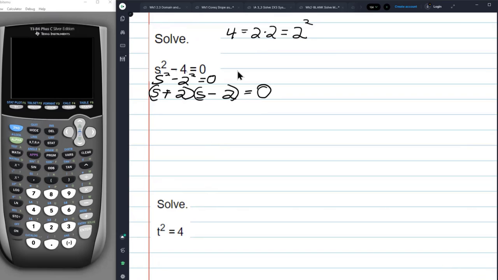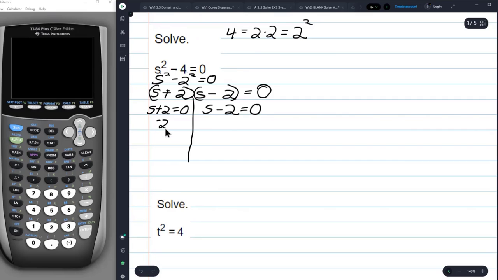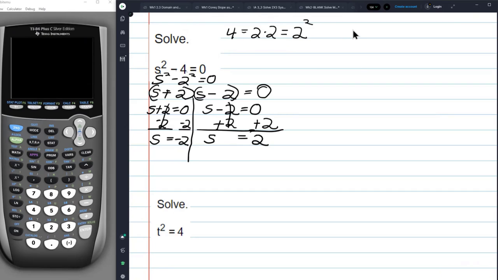This is a factor now, and this is a factor of S squared minus 4. You set each factor equal to 0. S plus 2 equals 0. S minus 2 equals 0. Subtract 2, subtract 2. S equals negative 2. Over here, solve for S by adding 2 to both sides. Negative 2 plus 2 is 0, so that'll leave us an S on the left. 0 plus 2 is 2 on the right. And so the solutions to our equation are negative 2 and 2.